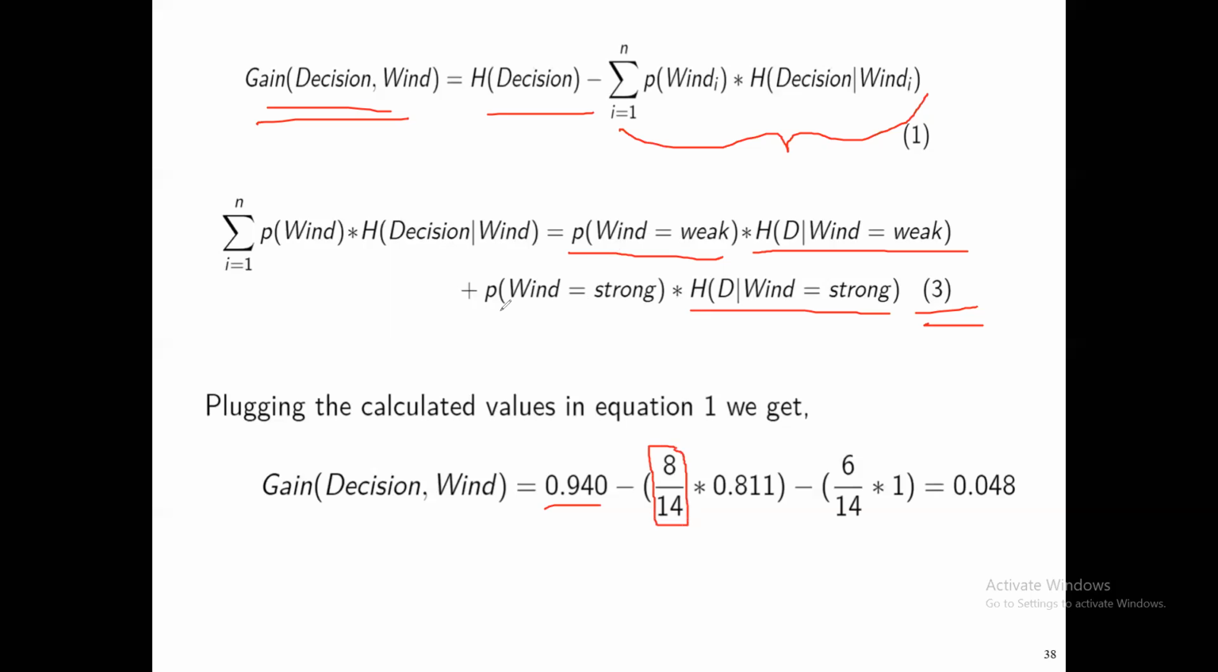And correspondingly, we can also find out the probability for wind equals strong from the training set because there are only 6 examples out of 14 in the training set where wind is equal to strong. So we plug that in here as well. So now with all the calculated values, we can calculate the gain of decision with respect to wind, which is 0.048.